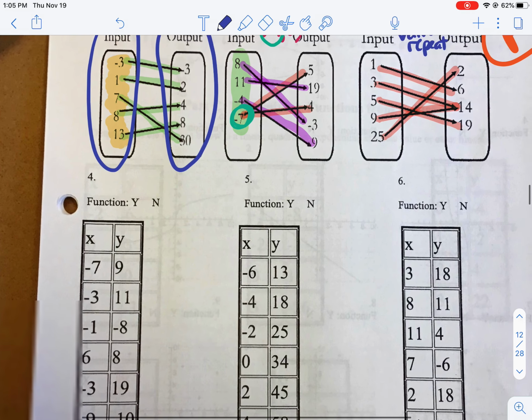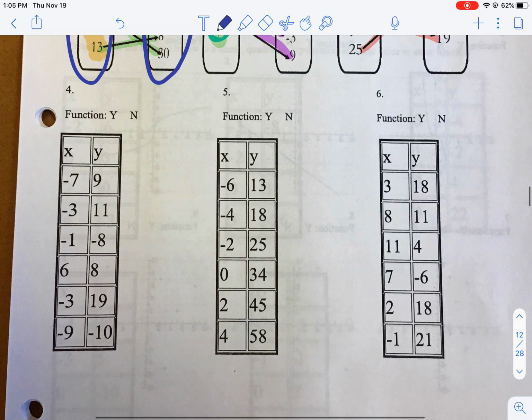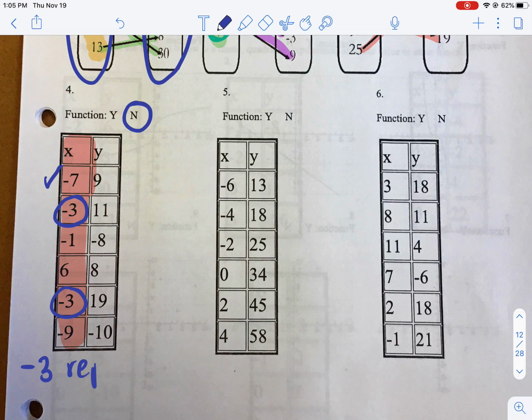Okay, and then let's do the same thing here. And the tables are actually even a little bit easier, guys, which is nice, right? So we're going to look here. I'm going to look at the x values. And if I look down the x column, that's really the only thing we care about. Are any of these numbers repeating? So I don't see any other -7s, but I do see that -3 is repeating here. So this is not going to be a function. -3 repeats.